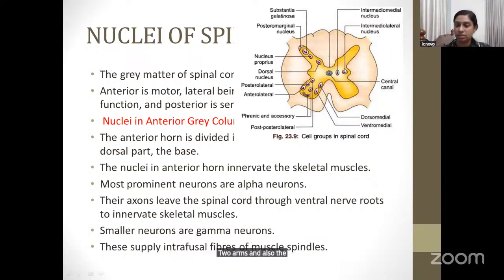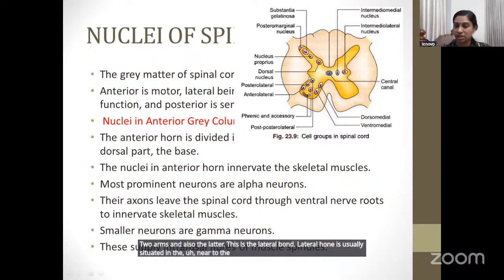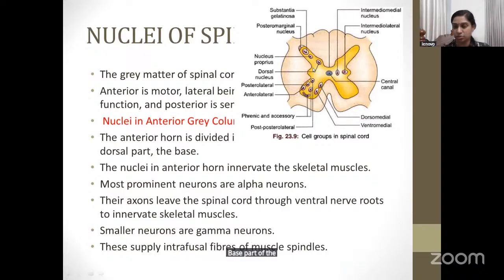This is the lateral horn. The lateral horn is usually situated near the base of the anterior horn. Okay, so we can further divide the anterior horn into three parts.